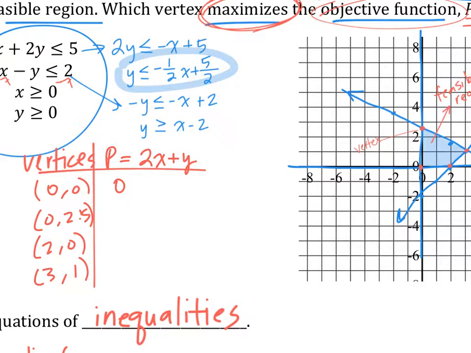0, 2.5 into 2x plus y. That's going to be 2.5. Okay, 2, 0 into 2x plus y. 4. 3, 1 into 2x plus y. 7. So which vertex is going to maximize? 7. Vertex 3, 1.